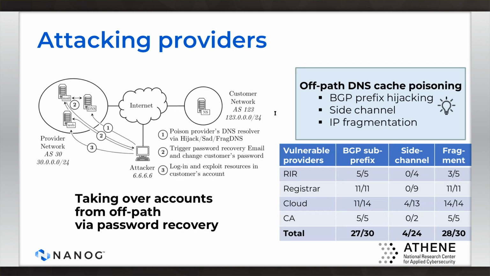We evaluated 3 different types of off-path DNS cache poisoning methods. One uses BGP subprefix hijacking. Another one uses side channel. This method is also called SADDNS. The last one uses IP fragmentation. We found that for BGP subprefix hijacking and IP fragmentation attacks, the majority of the providers we tested are vulnerable. While for the side channel attacks, only a few providers are vulnerable.